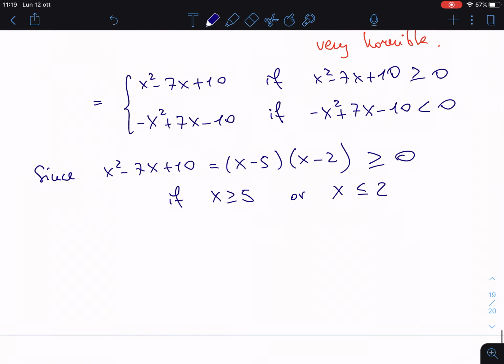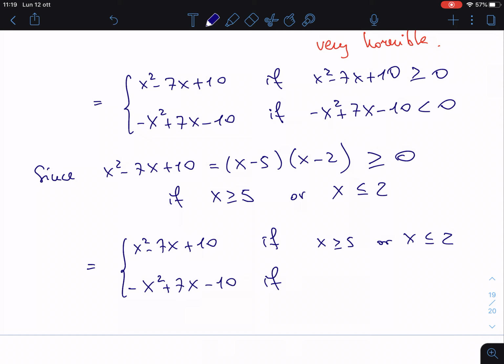Then at the end, you finish this exercise just by saying this is x squared minus 7x plus 10 if x is larger or equal to 5 or x smaller or equal to 2, and minus x squared plus 7x minus 10 if, on the contrary, x is strictly between 2 and 5. This is the end of the exercise, okay?